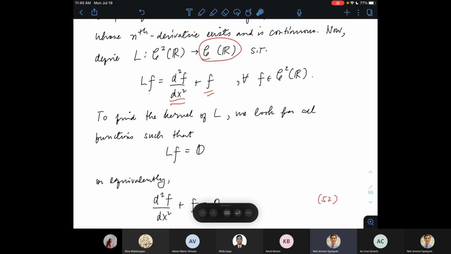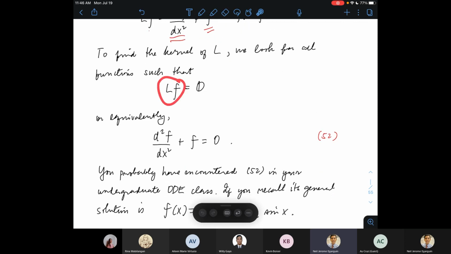So for the kernel, you always just equate the image of an arbitrary member of the domain to the zero vector in the codomain and find how that element of the domain should look like, right? So in our case, we equated the image to the zero vector, and then we evaluate the image. By definition of L, the image is just this guy on the left of equation 52. And the zero vector in the set of all continuous functions is the zero function, all right?